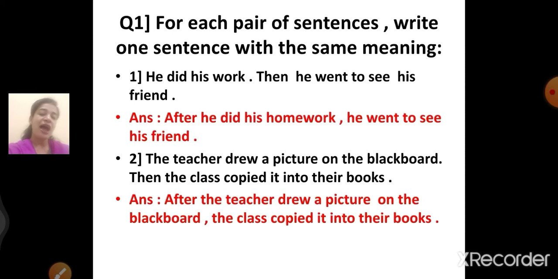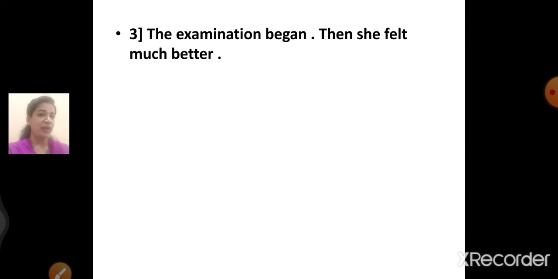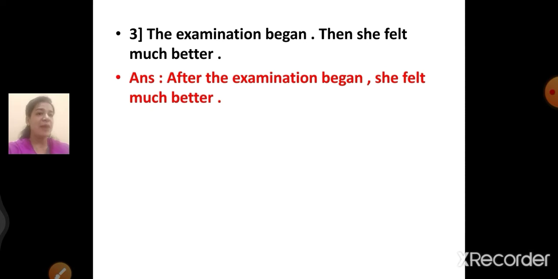Yes, after the teacher drew a picture on the blackboard, the class copied it into their books. Now see the third one. The examination began. Then she felt much better. After the examination began, she felt much better.